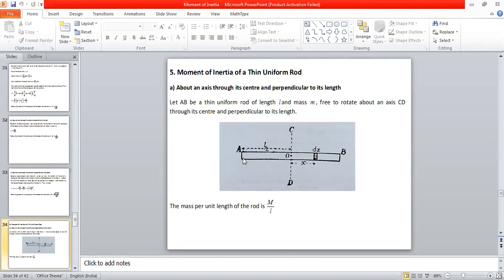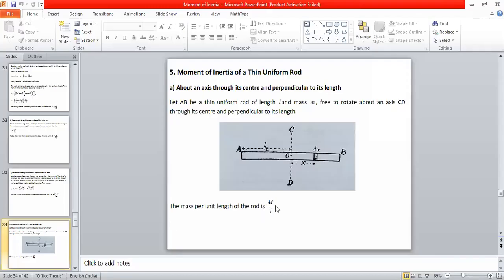If you take the center O as the origin, then the coordinate of the end A becomes minus L/2 and coordinate of the end B becomes plus L/2. I hope this is clear. Once again, mass per unit length of the rod is M by L.